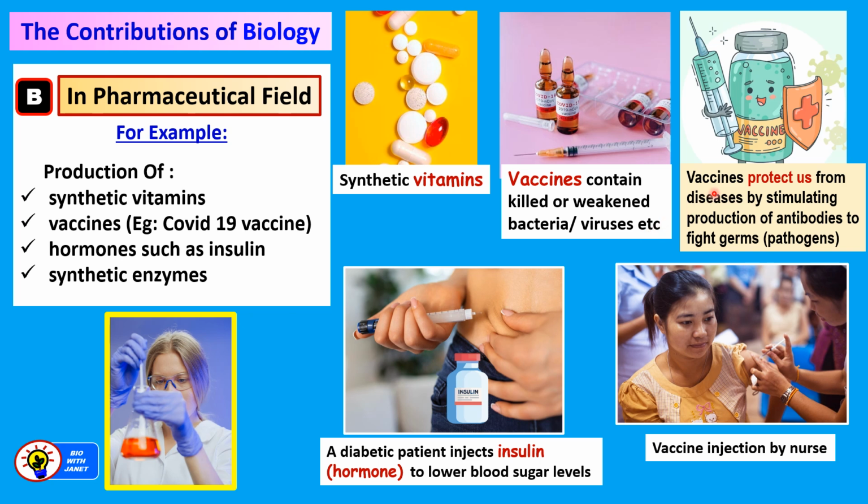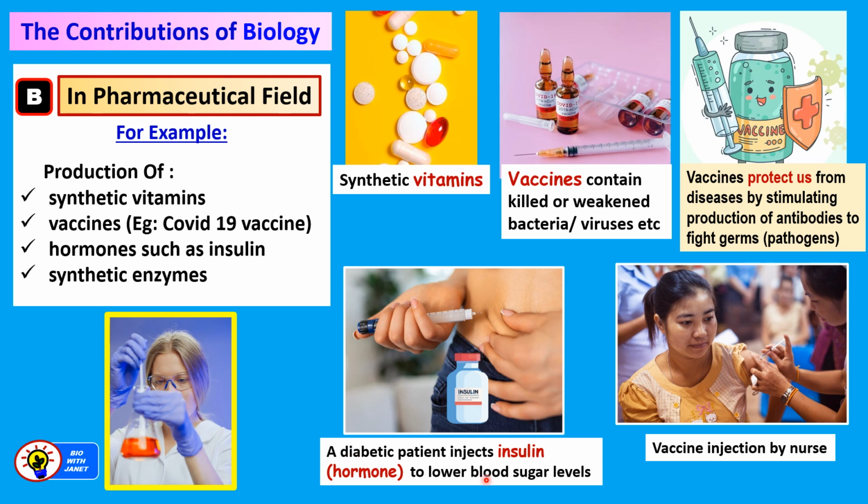And when they're injected into the body, they will stimulate the body of a person and train it to produce antibodies against that particular bacteria or virus. So vaccines protect us from diseases by stimulating production of antibodies to fight the germs. So when these levels of antibodies are high, they can actually prevent the person from falling sick from the disease, even though the person is exposed to the germs or the bacteria or viruses of that disease. So vaccines give a form of protection against disease.